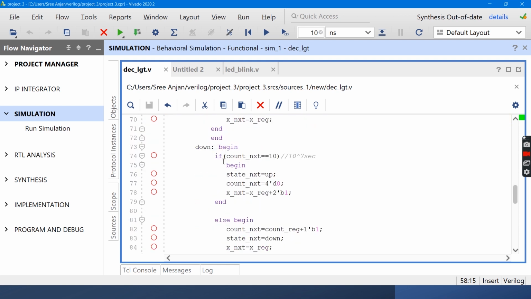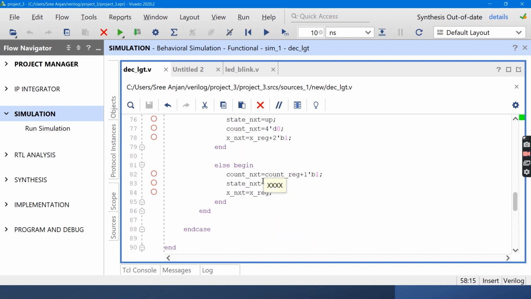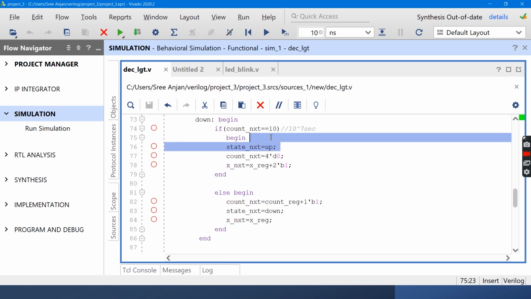Else if it is in the down condition, if the count reaches 10, the state will jump to up, the count will be reset to 0, and the LED will be incremented by 1. Else it remains in the same condition, the LED remains the same, and the count next keeps incrementing by 1 up to 10, so that when it reaches 10 it changes to the other states.